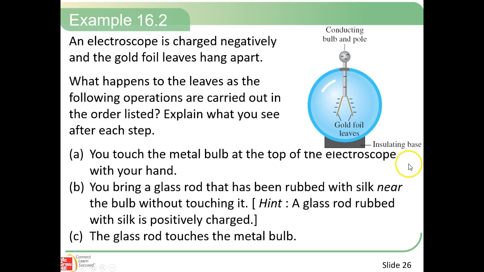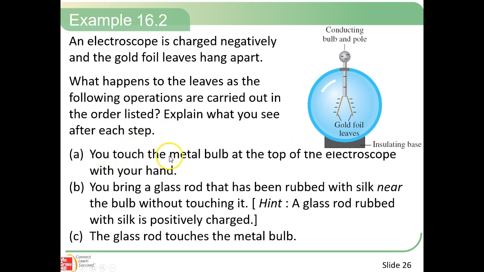In example 16.2, we have something called an electroscope. Basically it's some sort of chamber so that the air doesn't affect it, and there's a conducting bulb, so that's this piece of metal here, a pole, and then it's connected to some very thin, extremely thin foil leaves. You can use gold, you can use most conductors on this. Gold is really nice. They want to know what happens to the leaves as the following operations are carried out in the order listed. So they want you to explain what you see in each step.